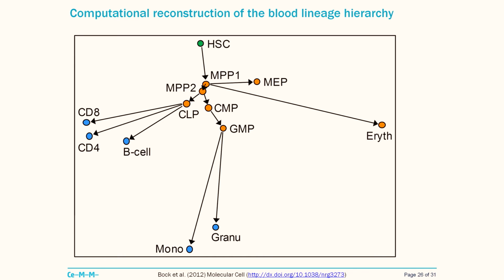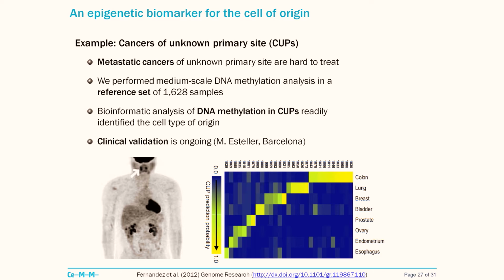This also converged very nicely with a collaboration with Manel Esteller's lab from Barcelona, where we looked at cancers of unknown primary site. These are metastatic cancers where you first diagnose the metastasis, for example in the liver, but you don't know where the original cancer is in the body. These are very difficult to treat, but it seems that DNA methylation can help figure out what's going on in these samples.